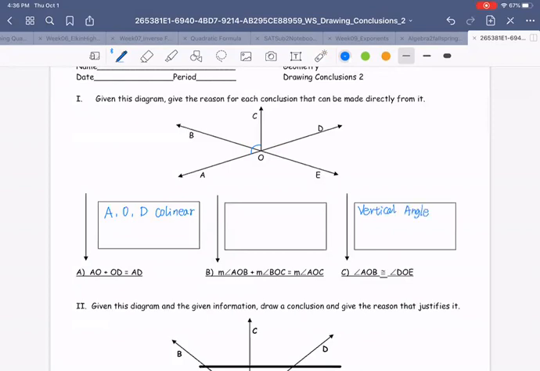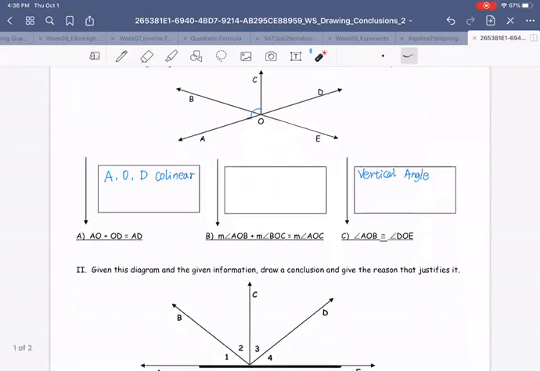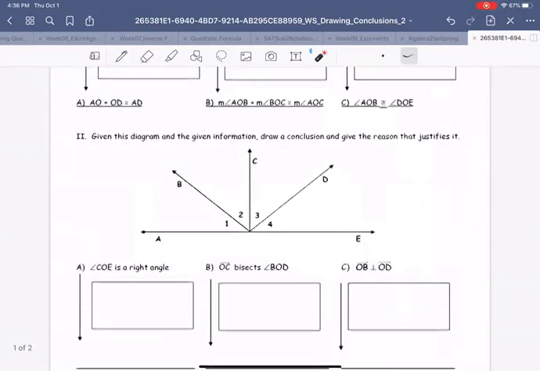You see here, this and this are called vertical angles. Anytime you cross two lines, that's vertical angle. They are always equal. Does that make sense to you? Okay.